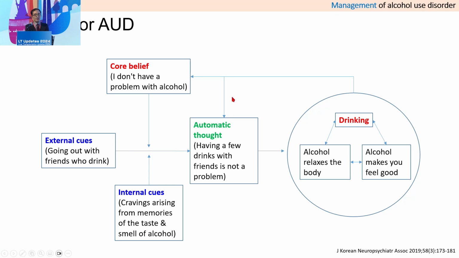In CBT for alcohol use disorder, core beliefs like "I don't have a problem with alcohol" lead to automatic thoughts and behaviors such as drinking. Identifying and challenging these beliefs and cues is key to breaking the cycle of alcohol dependence.